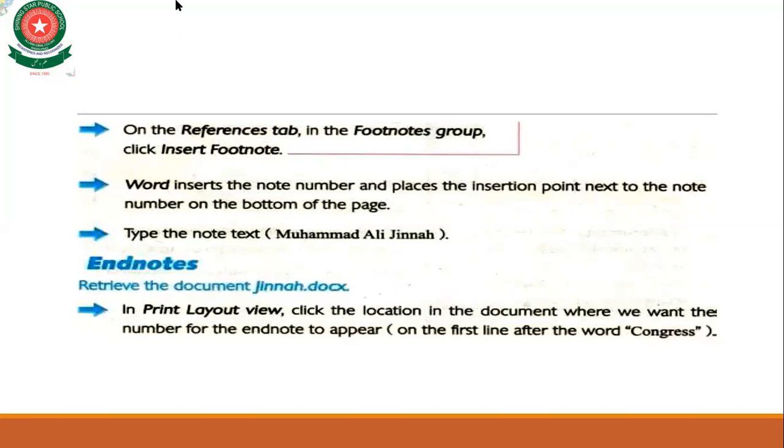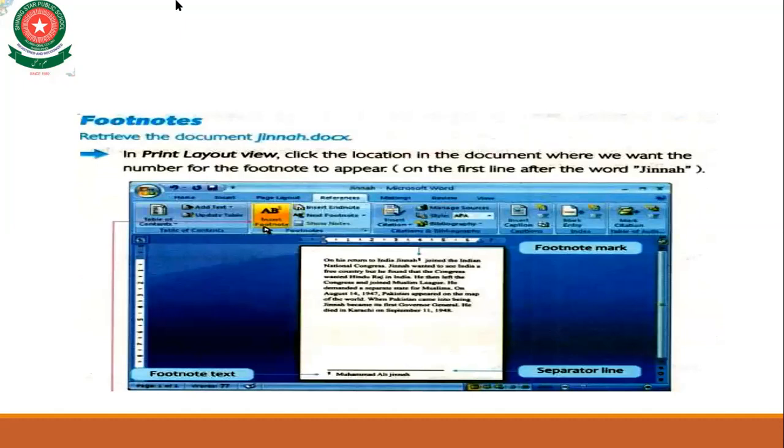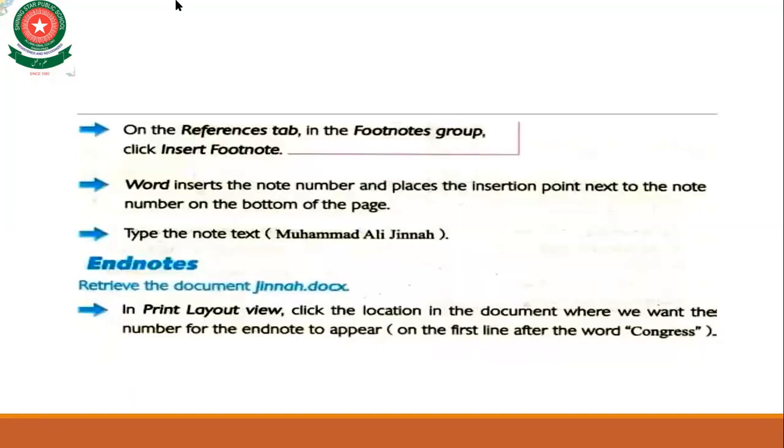First of all, open the document, then in print layout view, click the location in the document where we want the number for the footnote to appear. Then on the References tab in the Footnotes group, click Insert Footnote. Word inserts the note number and places the insertion point next to the note number at the bottom of the page. Now type the note text: Muhammad Ali Jinnah.